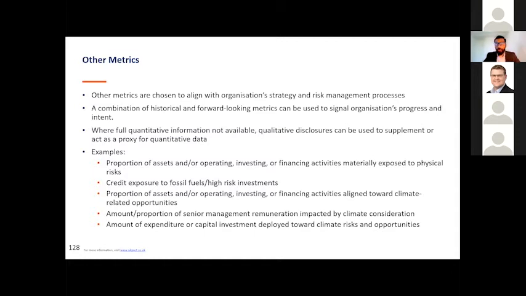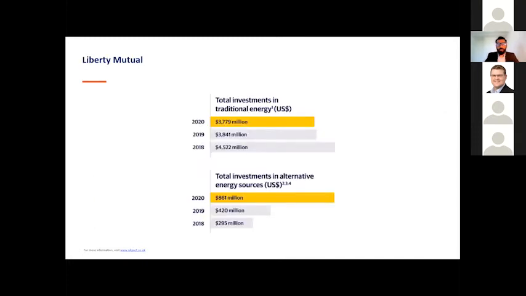climate risks and opportunities. We've shown some examples throughout this workshop of different companies' disclosures aligned to TCFD. But under the metrics and targets part of today's session, we also wanted to highlight some interesting examples.